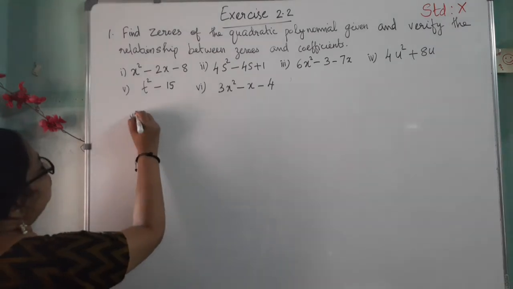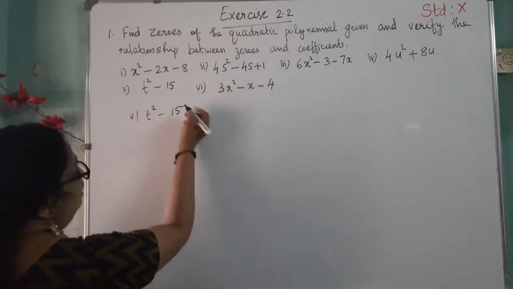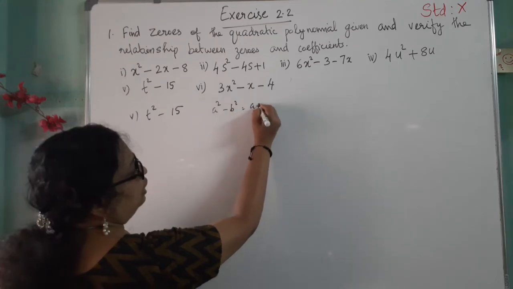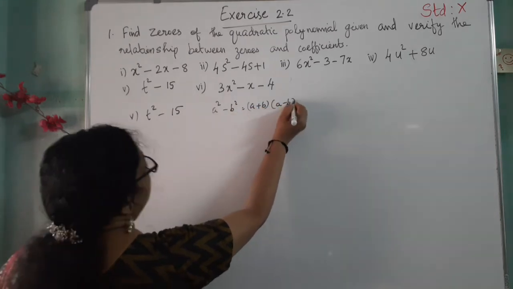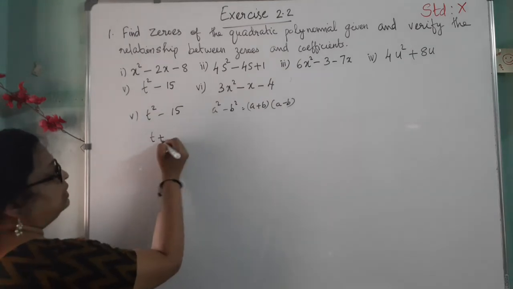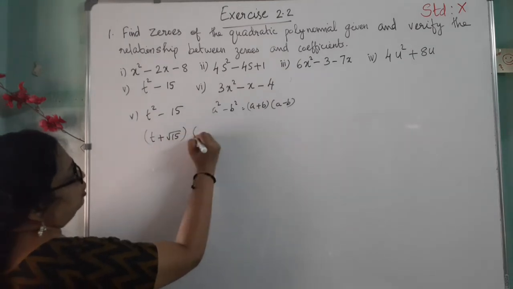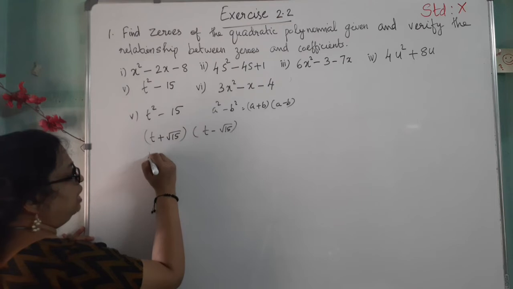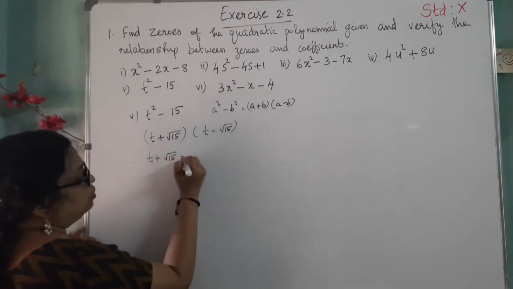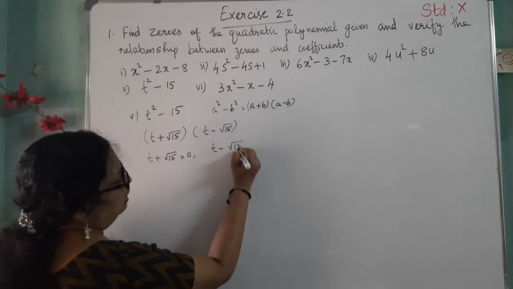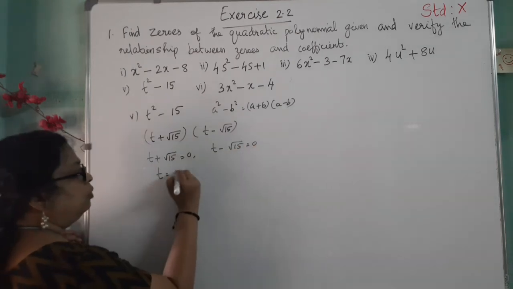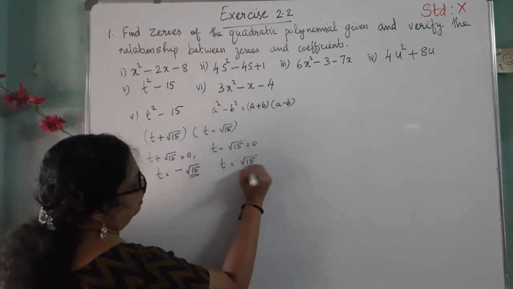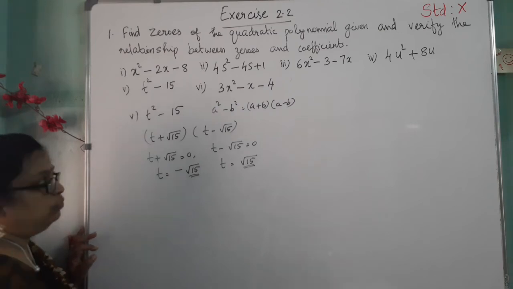Then fifth question, t square minus 15. Then this is of the form a square minus b square, which is equal to a plus b into a minus b. So t square minus 15, that is t plus root 15 into t minus root 15. These are the factors. So for finding t value, t plus root 15 equal to 0, t minus root 15 equal to 0. Here t equal to minus root 15 and here t equal to root 15. So minus root 15 and plus root 15 are the zeros.